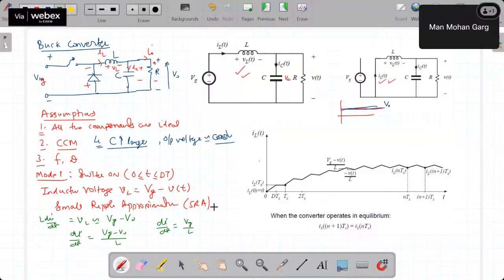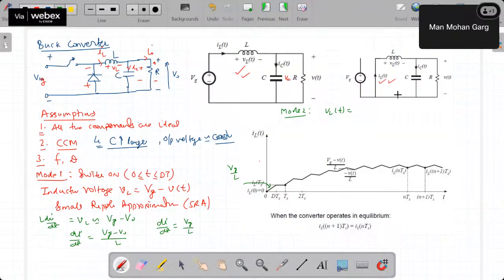Now when this is the equivalent circuit, what is the VL? In this case, VL is minus V naught after SRA, small ripple approximation. So di by dt is minus V naught upon L, right? But what is the value of capacitor voltage? The capacitor voltage value is 0. So in the very first step, this will be almost 0. If it is 0, it means the slope will become 0. So whatever current is there, that current will continue.